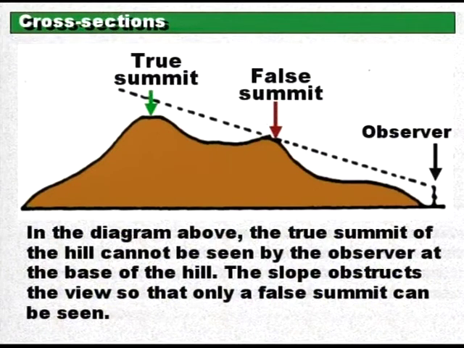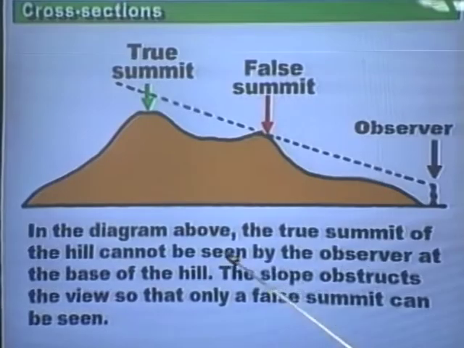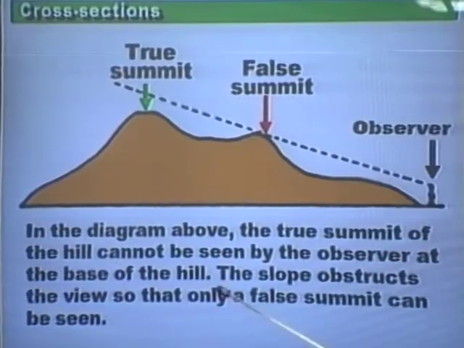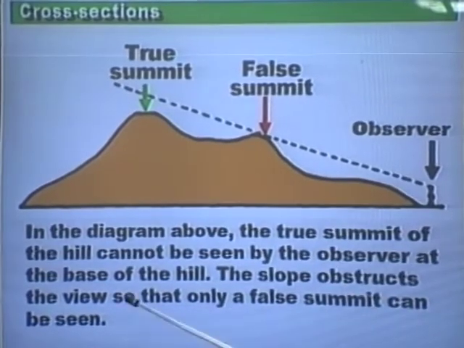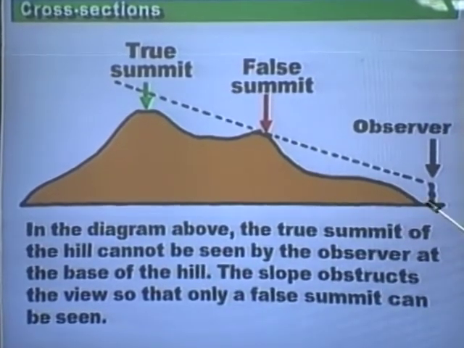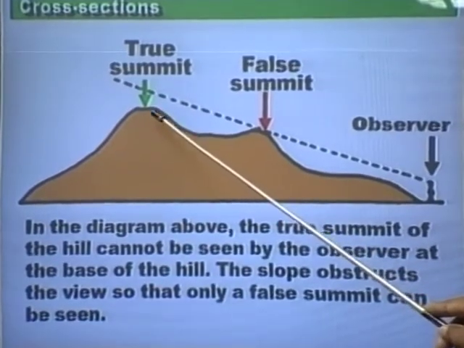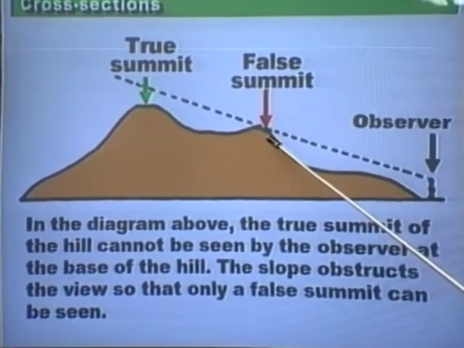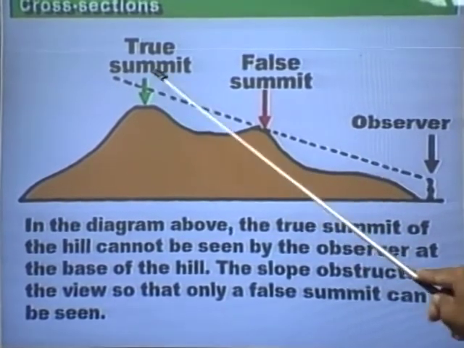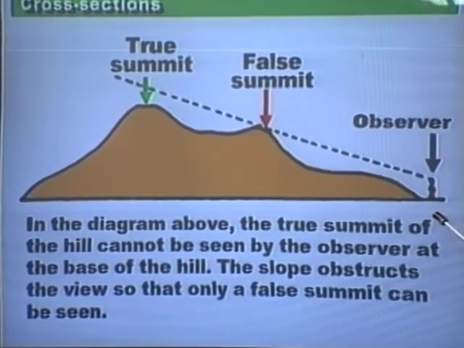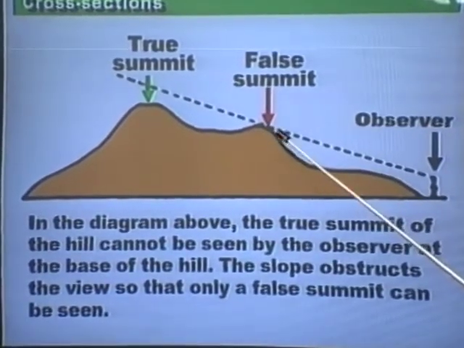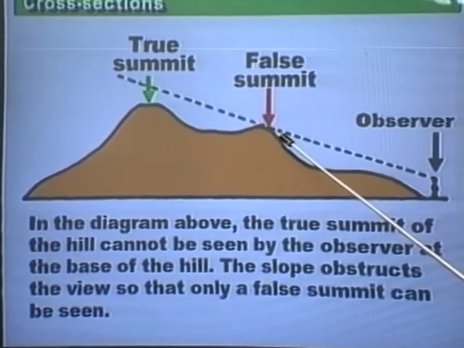Note also, in the diagram here, the true summit of a hill cannot be seen by the observer at the base of the hill because the slope obstructs the view so that only a false summit can be seen. For the case of this example here, there are two summits, the true summit here and the false summit here. So if someone stood at the top of the true summit, they may not be able to see an observer at the bottom and vice versa because of the false summit here that might block the view.